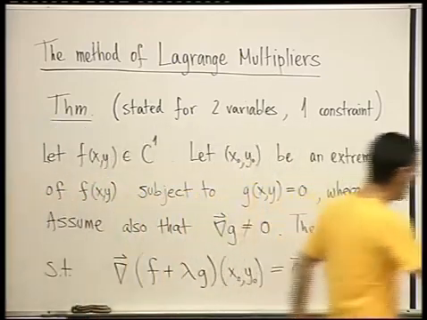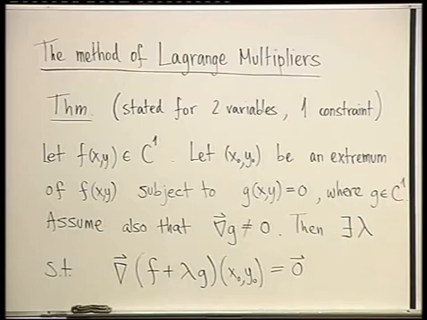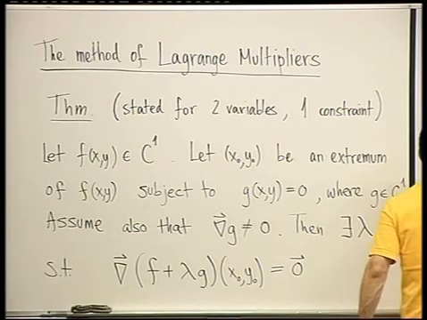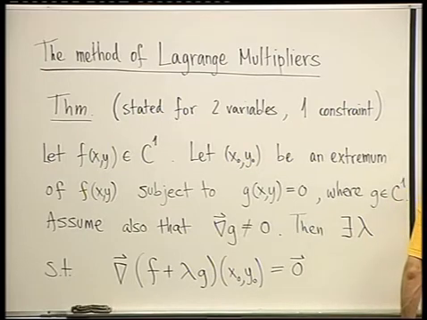Okay, so the method is: find x, y that satisfy this system of equations. f_x plus lambda g_x equals 0. f_y plus lambda g_y equals 0. And g of x,y equals 0.